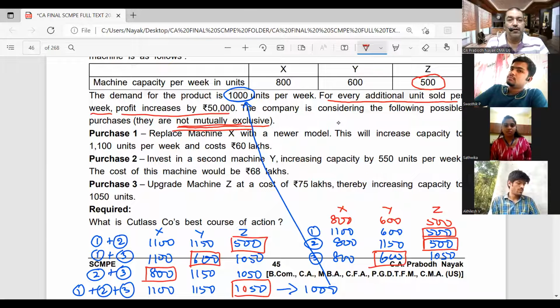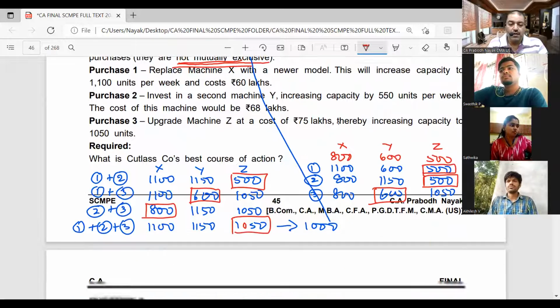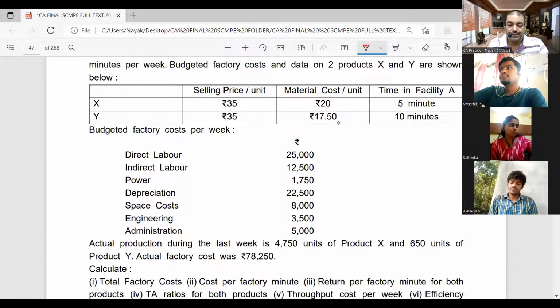Okay. Are you clear now how to write the answer? Individually, if you are taking combination, then how to write the answer? We have seen both the situations now. Okay. Let us go to question number 8.